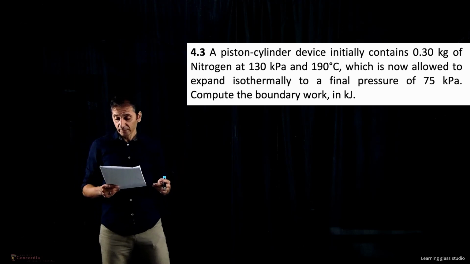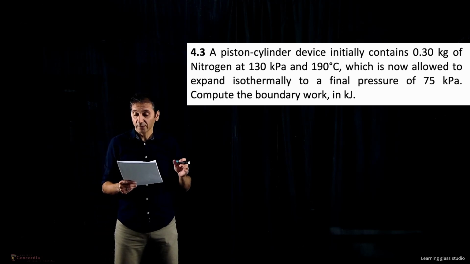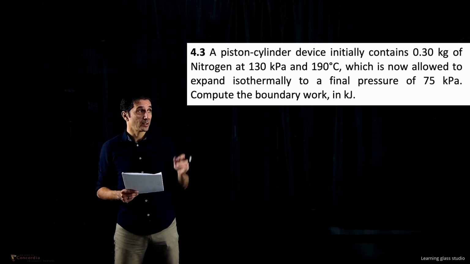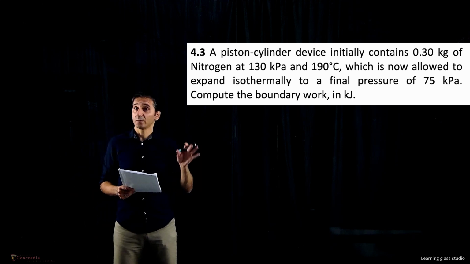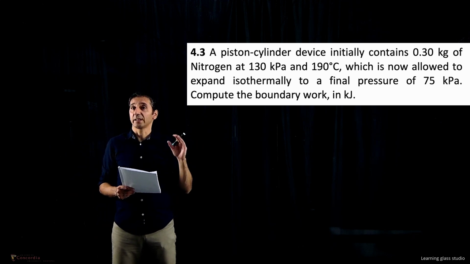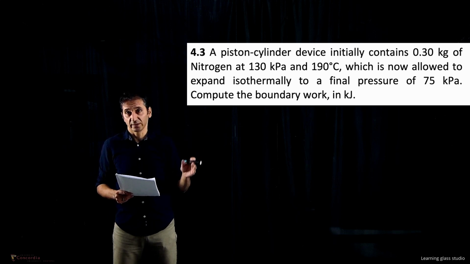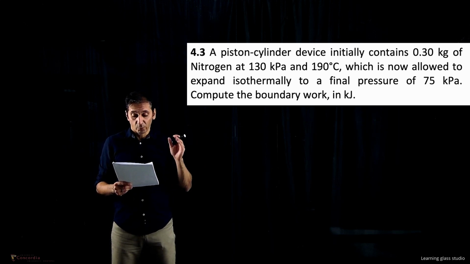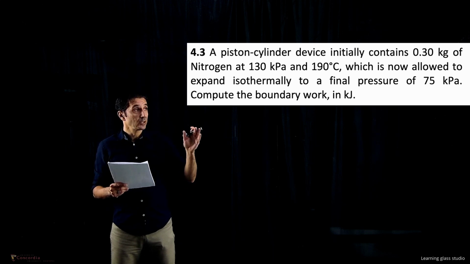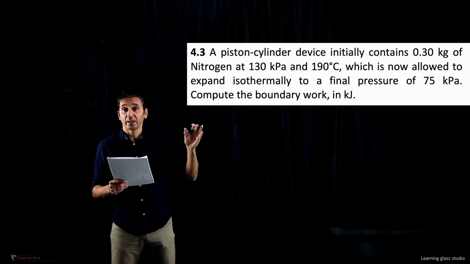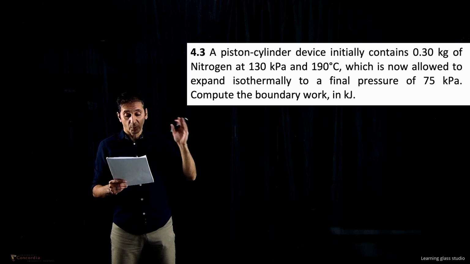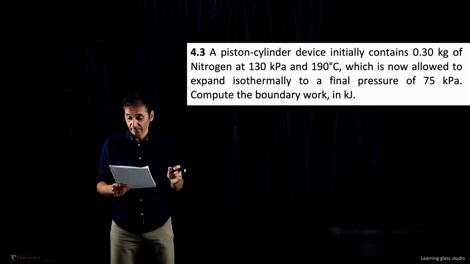Okay, in the next problem we have to solve, we have a piston cylinder device initially containing 0.3 kilograms of nitrogen. This is cool because nitrogen can be considered as an ideal gas, so we don't have to use a table and we can use our ideal gas law. What do we know? We have temperature T1 190 degrees C and we have the pressure P1 130 kilopascals.